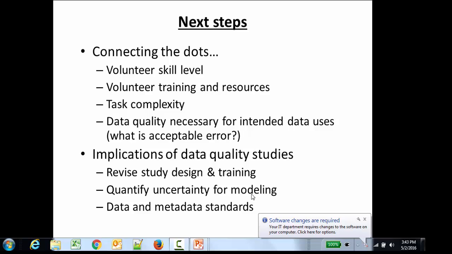And last, we can use this kind of literature review I described earlier to try to help inform these efforts towards data and metadata standards to see what kinds of things citizen science projects are already reporting about their project characteristics and their volunteers, and try to help enable cross-study comparisons.